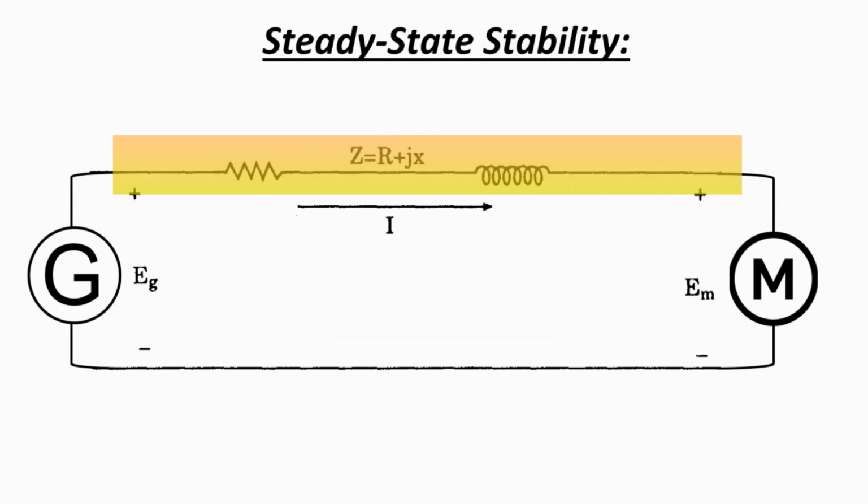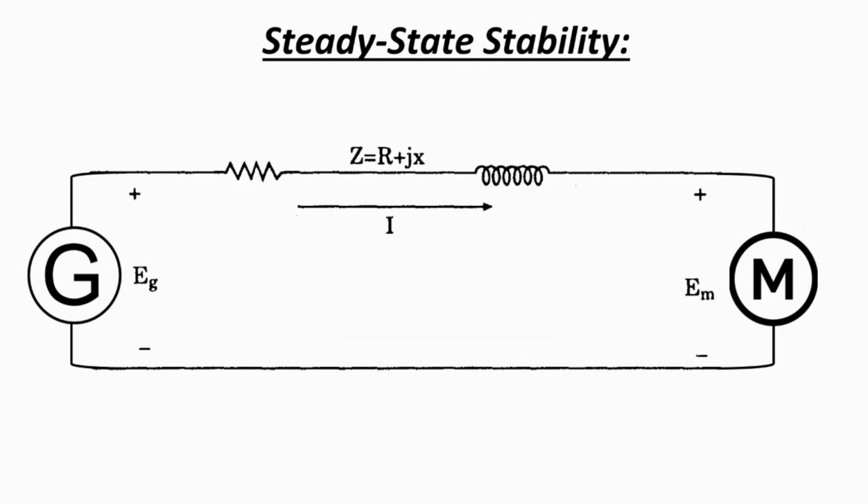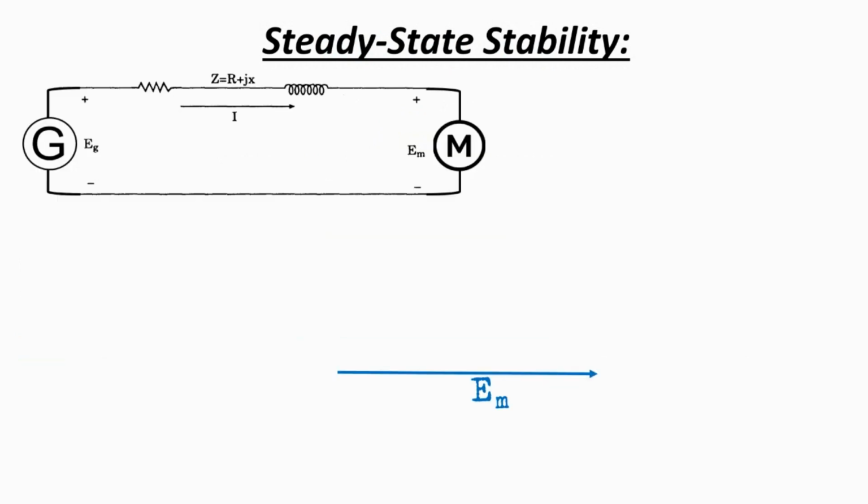Between them is the transmission line. This line has an impedance Z, consisting of a series resistance R and a reactance X. And there's a current flowing from the generator side to the motor side. Let's first draw the phasor diagram of the system. Let's take EM, the voltage of the motor, as the reference. All the parameters, EG, EM, I, Z, are vector quantities. They have both magnitude and angle.